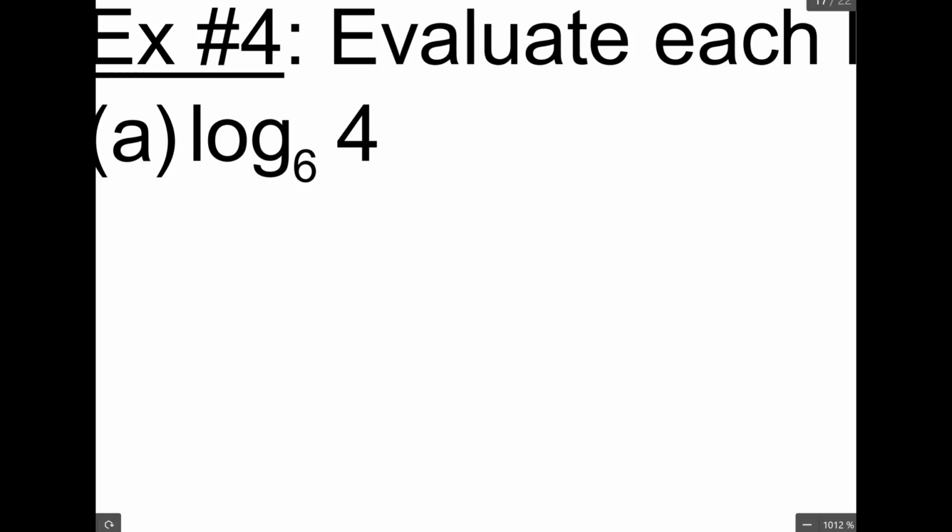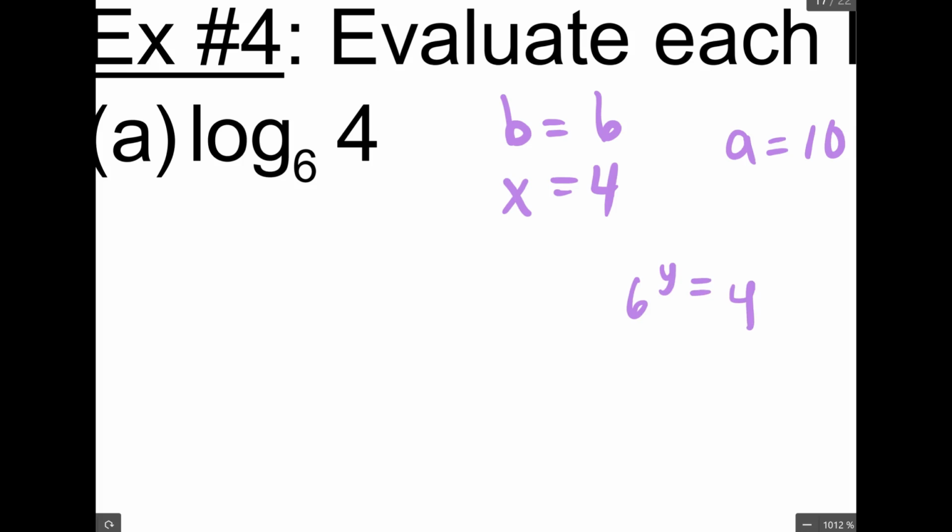Wow, so I have a base of 6. My x is equal to 4. It would be better if we could use 10 for a, right? So that's a nice, easy number to use. Because right away you're like, okay, 6 to what exponent equals 4? Clearly, 6 to the first is 6. So it's going to be between 0 and 1. Like, what the heck? This is not good. We don't know what this is going to be, but we know it's going to be a decimal. Okay, so clearly a calculator has to be okay.